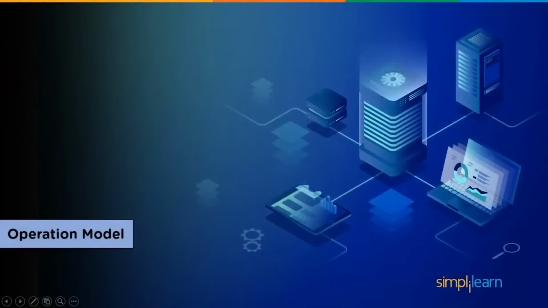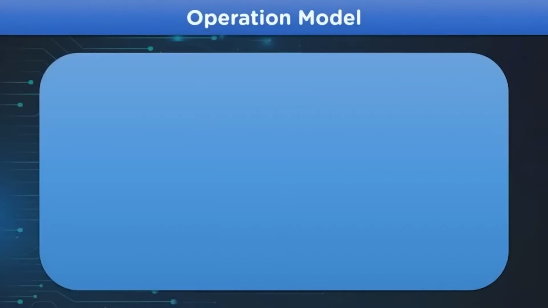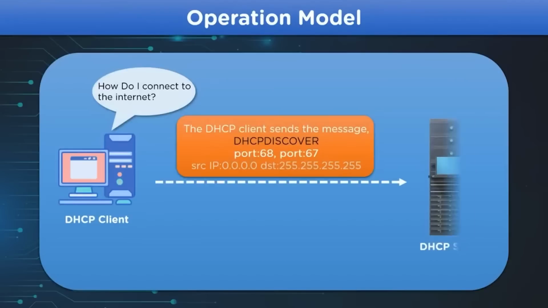Now let's take a look at the operation model for DHCP protocol. The DHCP operations are performed under User Datagram Protocol, in short UDP, which is applied on two ports under UDP, which are ports 67 and 68. The first phase is where the client broadcasts a DHCP discover message over the network to connect with the DHCP server. This message basically means that it wants to connect to the internet through the DHCP server.